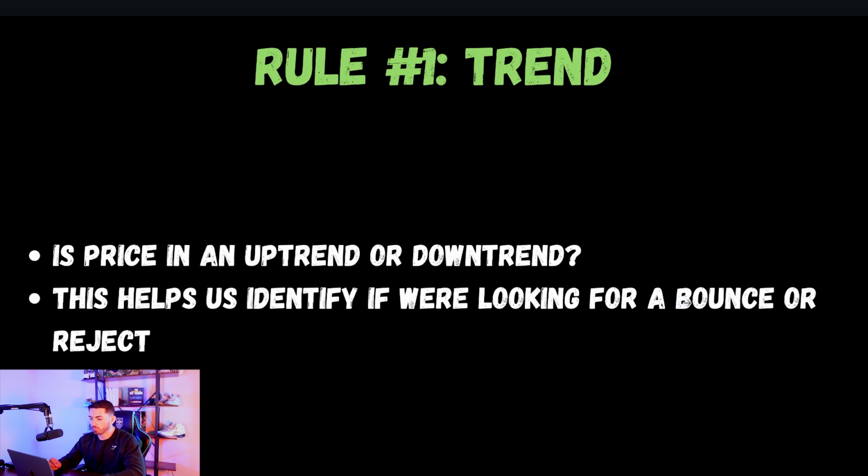Okay, so now that you know what Fibonacci is and the importance behind it, let's talk about how to actually start utilizing this tool. That way you can start making money. So the very first thing that you want to be able to identify when using the Fibonacci retracements is you want to understand the overall trend. Is price in an uptrend or a downtrend? If price is in an uptrend, this is going to help us identify that we're using the Fibonacci retracements to start looking for bounces. However, if price is in a downtrend, we're going to be using the Fibonacci retracements to look for a reject.